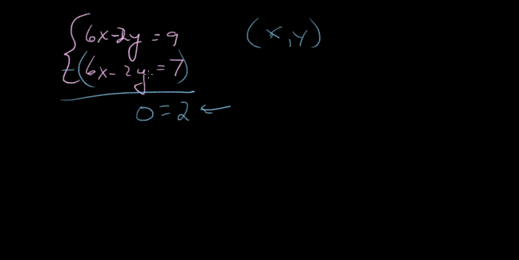Now, if I combine these statements, I get 0 equal to 2. Are there any values for x and y that will make 0 equal to 2? Is there any way in the world that I can ever possibly make 0 equal to 2? The answer is no, of course not. So this has no solution. This is one of those things where you have parallel lines, and if you change each one of these into slope-intercept form, you'll find that they have the exact same slope, but they have different y-intercepts. So this is no solution.